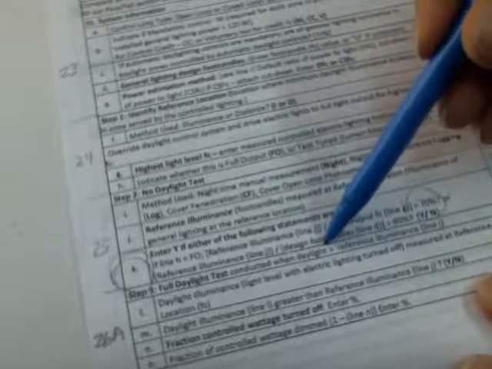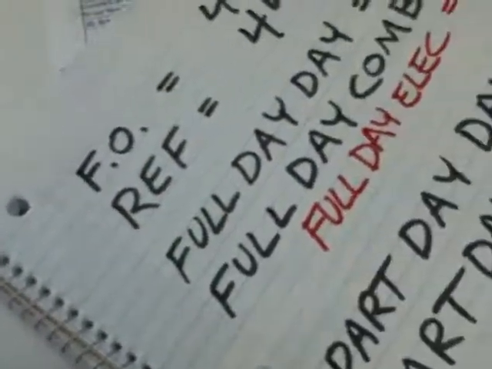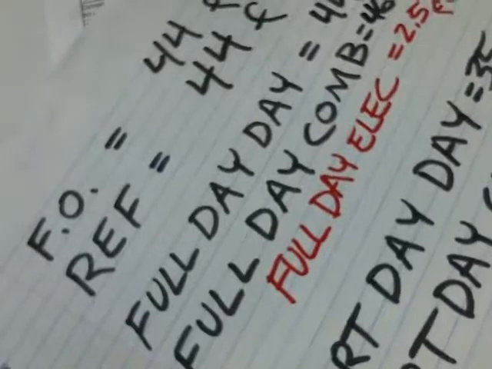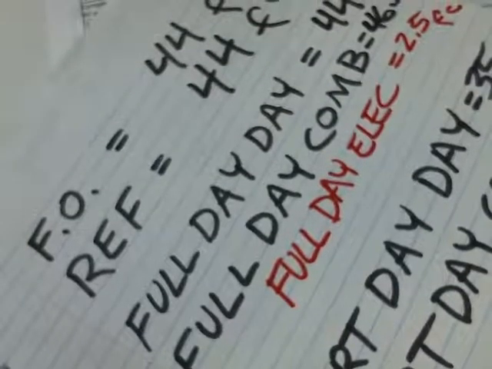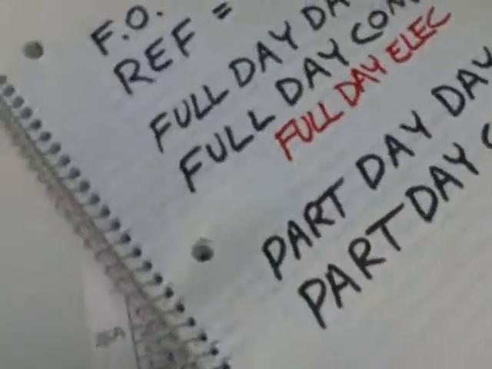Full daylight test conducted when daylight greater than the reference illuminance. Yeah, we did ours with the daylight at the reference illuminance, and we had full dim down. So daylight illuminance for our full daylight, we had 44. Well, there we are. If I can get this in frame.